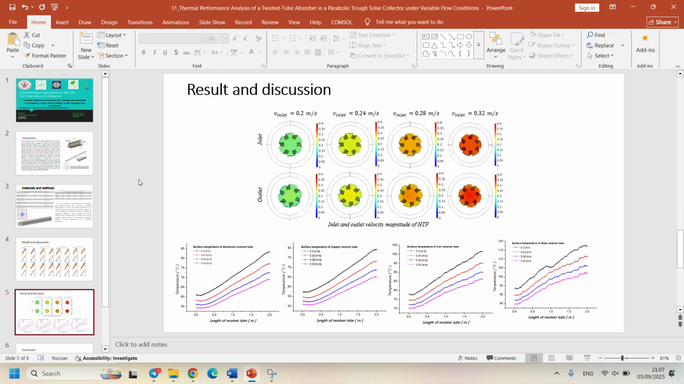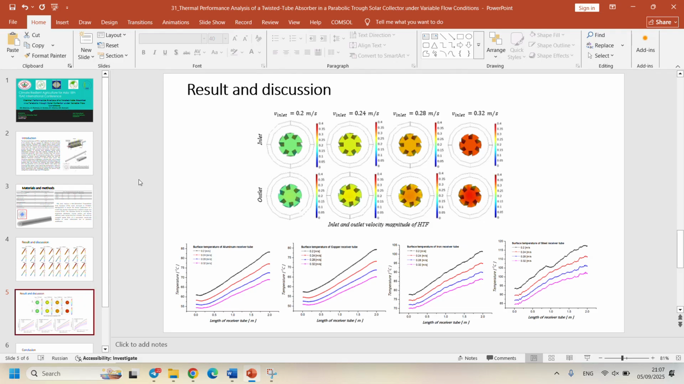On the next page of the presentation, you can see the inlet and outlet temperature variation of the receiver tube at 4 different mass flow rates. You can also see here the surface temperature variation of the receiver tube at 4 different velocities with 4 different materials respectively. And you can see that the maximum temperature variation is observed with the steel receiver tube, and the next one is the iron, and aluminum and copper.